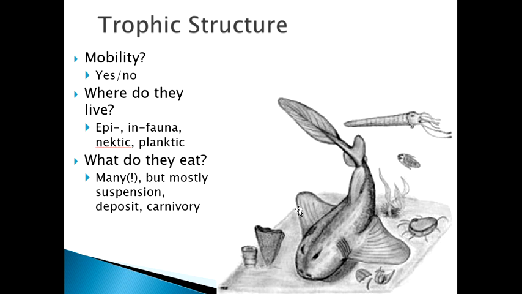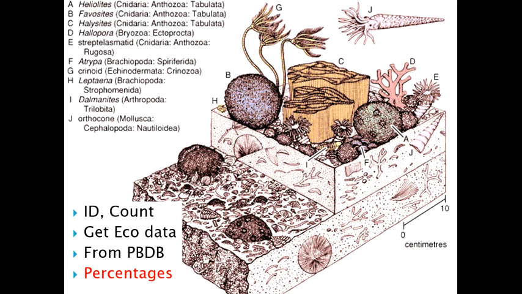Where do they live? Are they epifaunal, living on top of the sediment? Are they infaunal, burrowed within it? Or are they nektic, swimming around like this nautiloid, like this shark? Or are they planktic? Are they some little creatures that float up here? And then what do they eat? There's many, many options here, but for ocean creatures, we're mostly talking about suspension feeders. We've talked about that. There's deposit feeding, that's literally eating the sediment, and then there's carnivory, like this shark would have. So you can go to all of your taxa list and then ask these questions about each of those taxa.